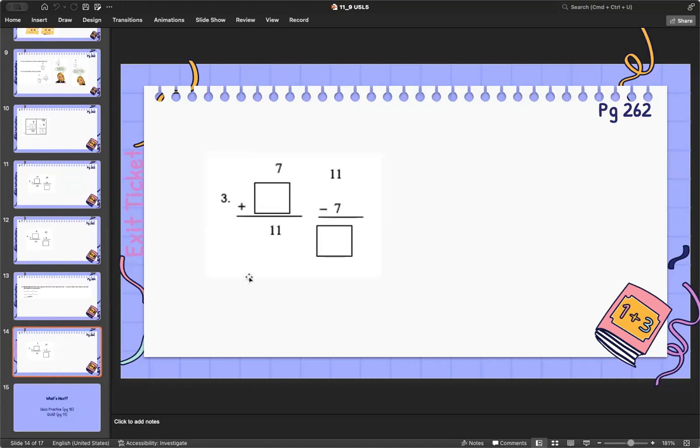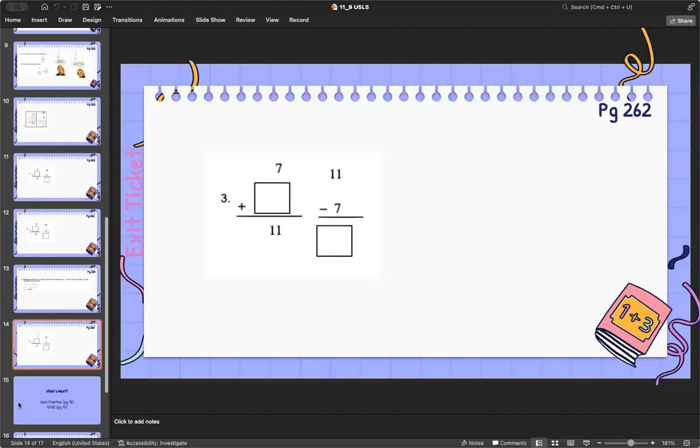7 plus blank equals 11, or 11 minus 7 equals blank. Pause, work with your learning coach.